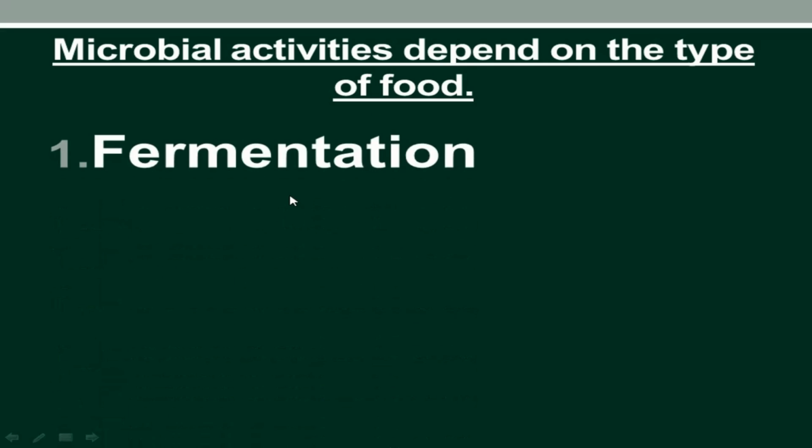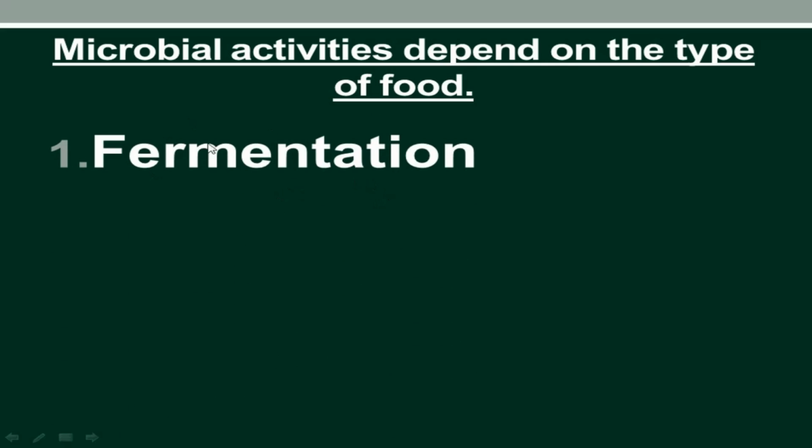Then we will go to the next topic. Microbial activities depend on the types of food. When we consider the foods, mainly there are three types: carbohydrate foods, lipid foods, and protein foods. The microbial activities on each type of food are also different.